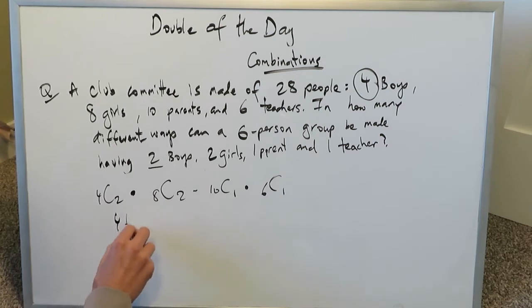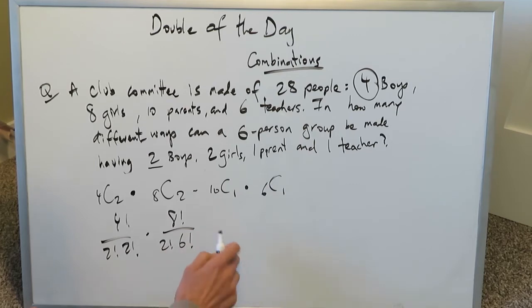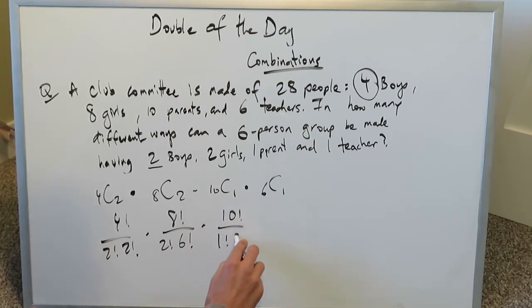Let's break it down. 4 factorial over 2 factorial times 2 factorial, n minus r factorial. Then you have 8 factorial over 2 factorial and 6 factorial, n minus r, 8 minus 2, 6. And then you'll have 10 factorial over 1 factorial and then 9 factorial. 10 minus 1 is 9. And then lastly, you have 6 factorial over 1 factorial and then 5 factorial, again n minus r. You have to individually do the computations.